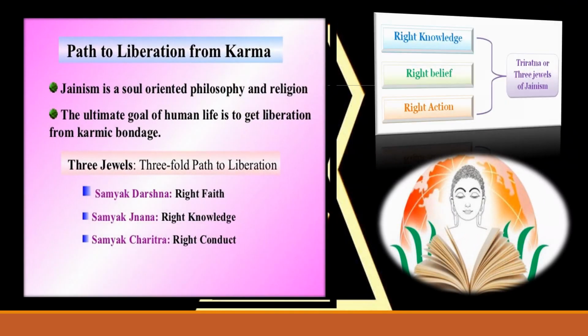Let's learn the three Ratnas, means the three jewels, the path to liberation from karma. Jainism is a soul-oriented philosophy and religion. The ultimate goal of human life is to get liberation from karmic bondage. Three jewels means the threefold path to liberation.